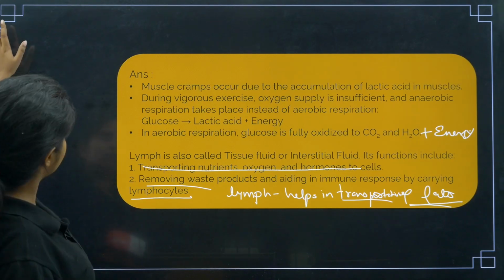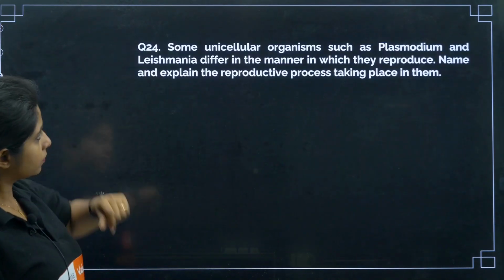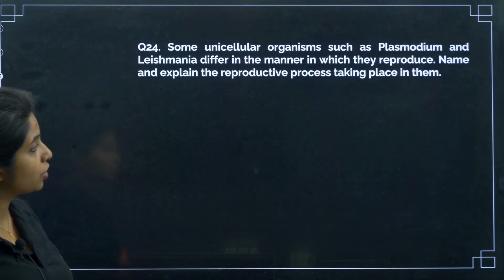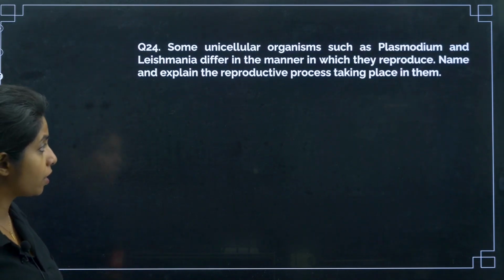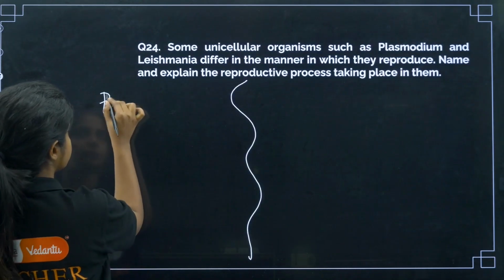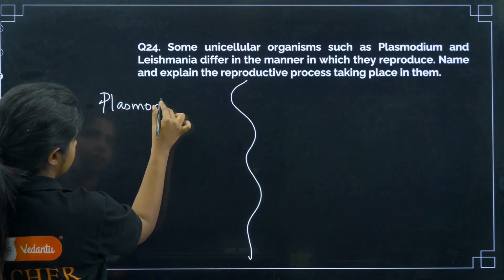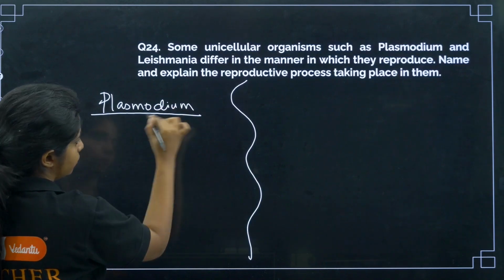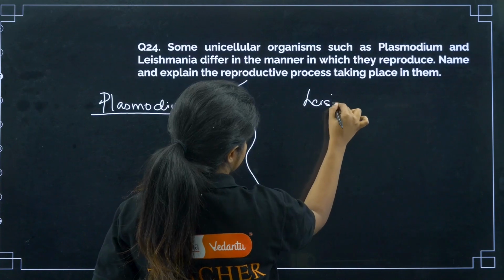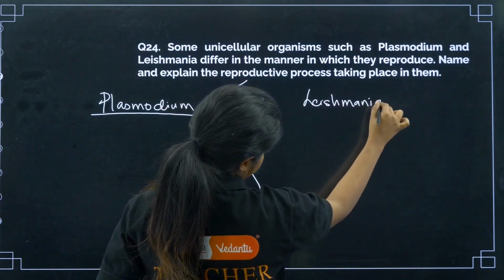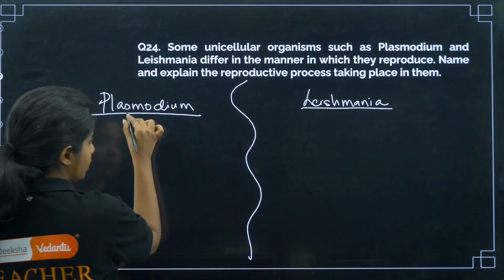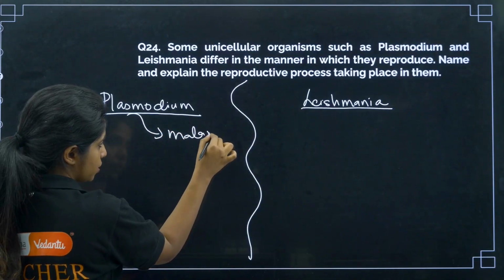Okay? Chalo. Now, some unicellular organisms such as Plasmodium and Leishmania differ in the manner in which they reproduce. Name and explain the reproductive process taking place in them. So we have two organisms given over here. One is Plasmodium and the other one is Leishmania. Plasmodium is the one that causes malaria, my dear children. If you know, you know.